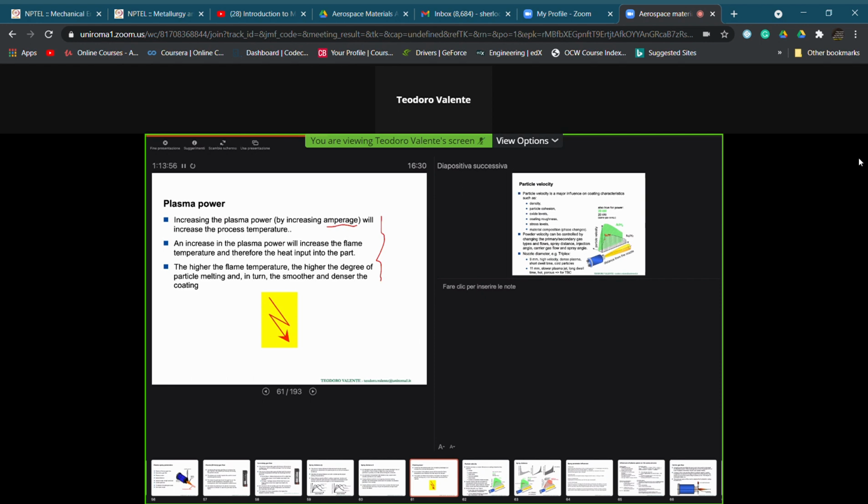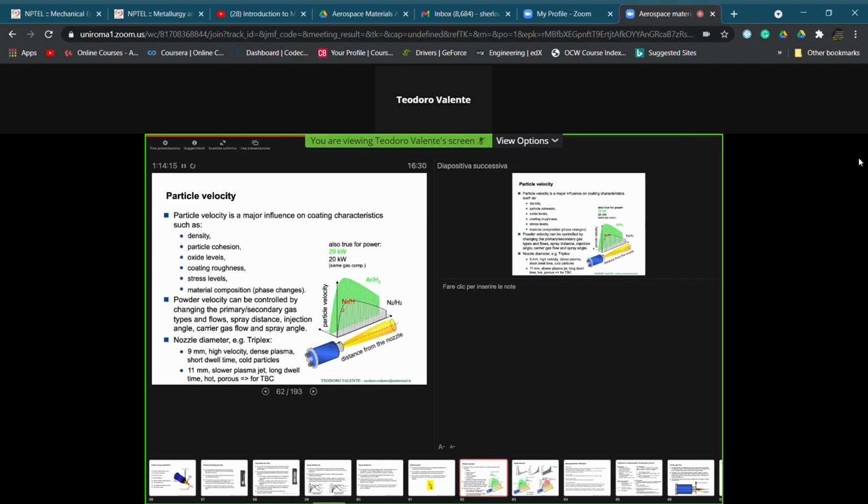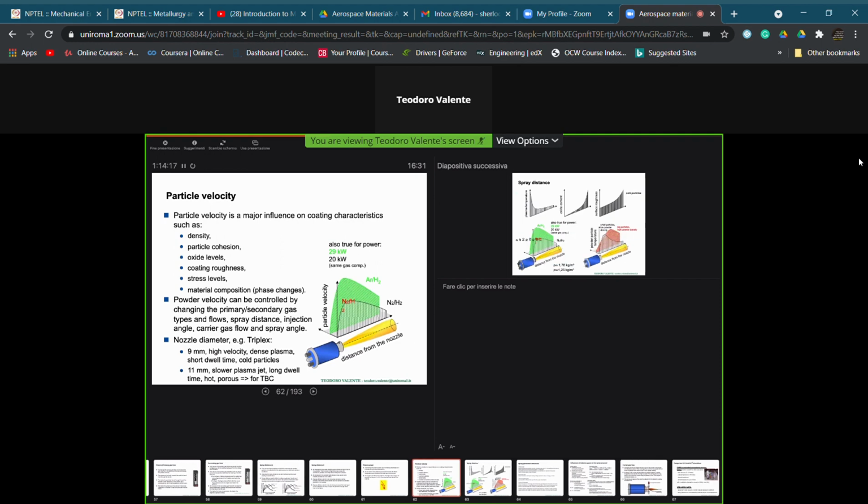So we cannot increase the power as we want because we do have problems with materials, and that's obvious, but also because the quantity of power loss will be so high that the process can become economically inconvenient. I would stop today here, and then we will discuss the importance of particle velocity from the next meeting, which will be on next Monday.